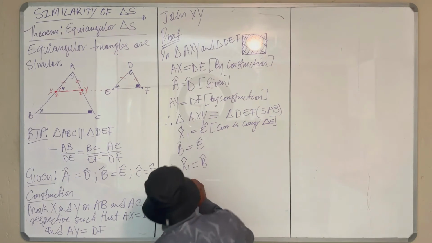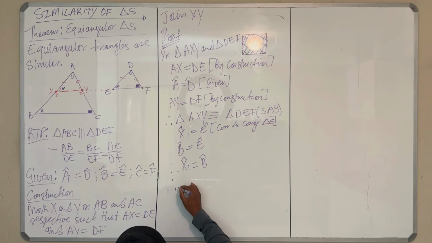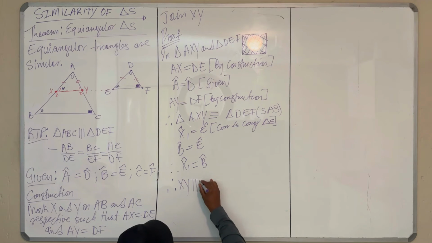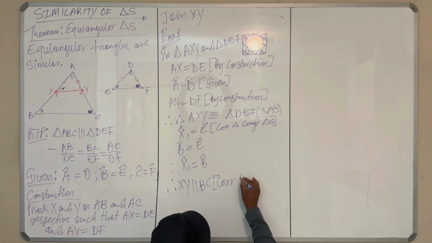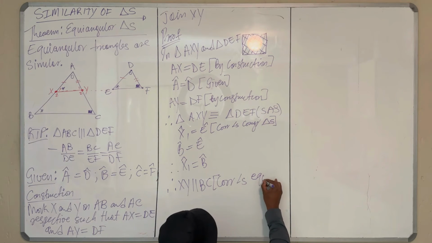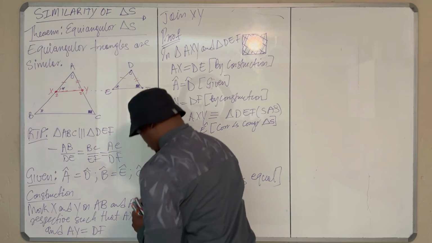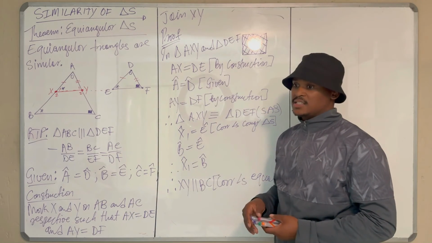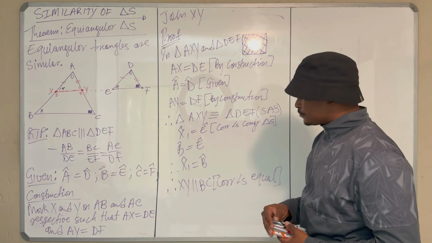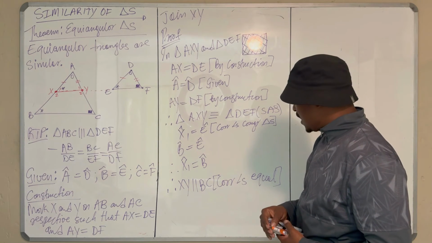So in this case, you say, okay, therefore what? XY is parallel to BC. Why? Because of the corresponding angles that are equal. We did this. If you don't understand it, go back to my videos. You will find this. I did this. So, what do we do now?